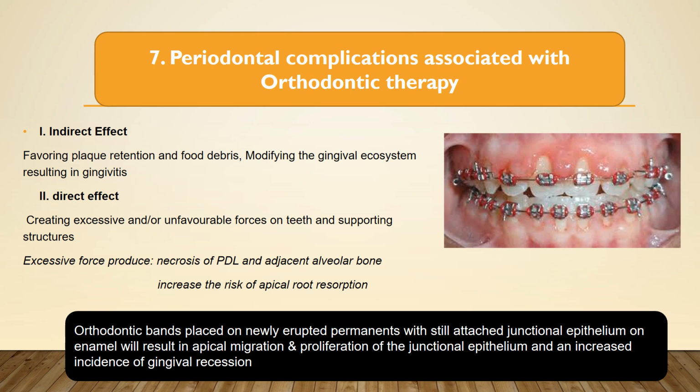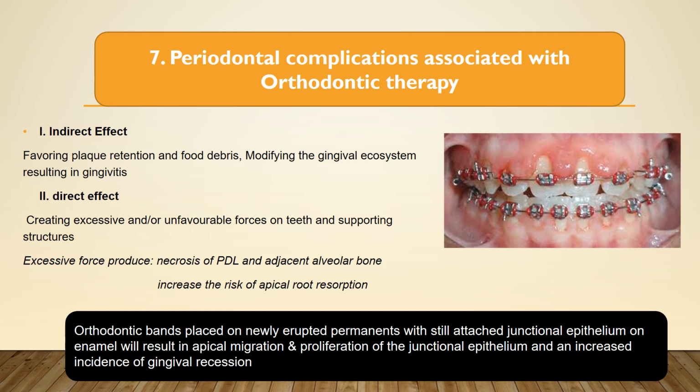When you talk about the indirect effect, obviously there will be plaque retention and food debris, because for patients with fixed orthodontic therapy, oral hygiene maintenance is always a challenge. This leads to plaque retention and debris, which modifies the gingival ecosystem and results in gingivitis. And the direct effect can occur if there are excessive or unfavorable forces on teeth, so there can be a negative effect on the periodontium.